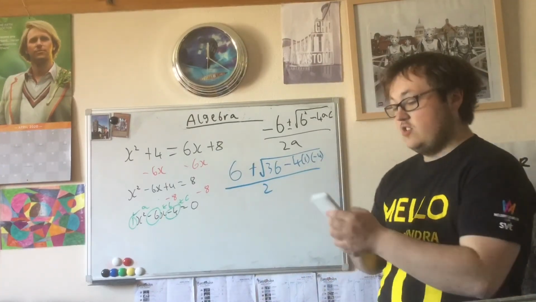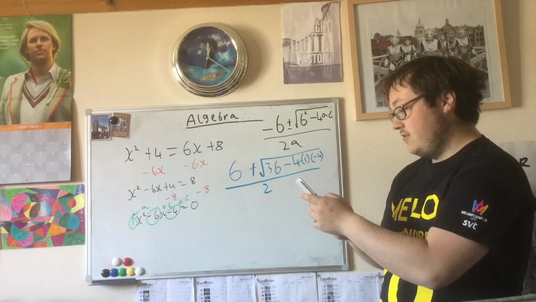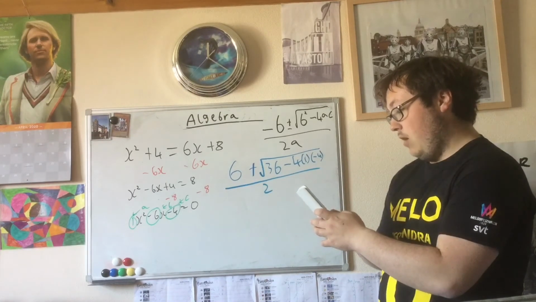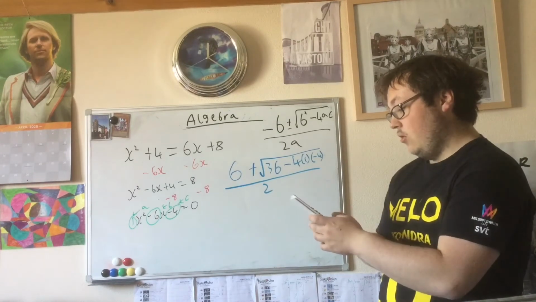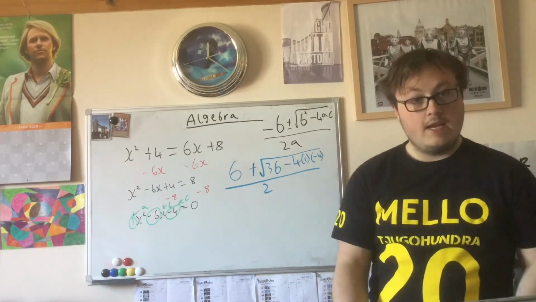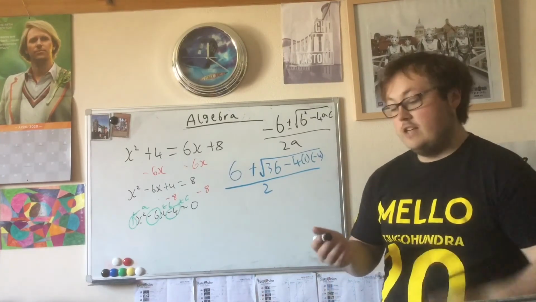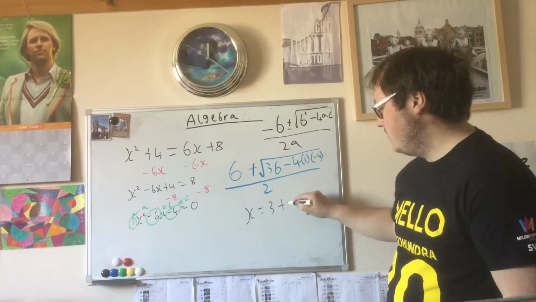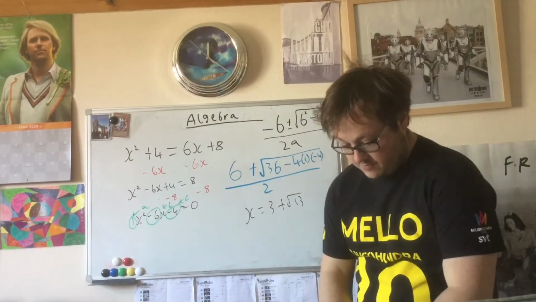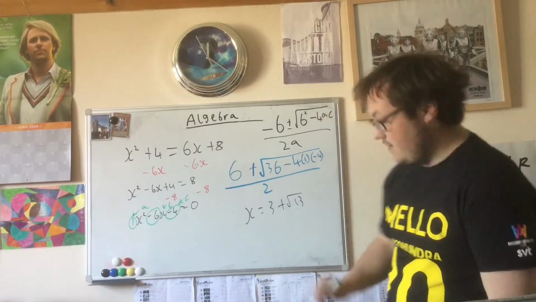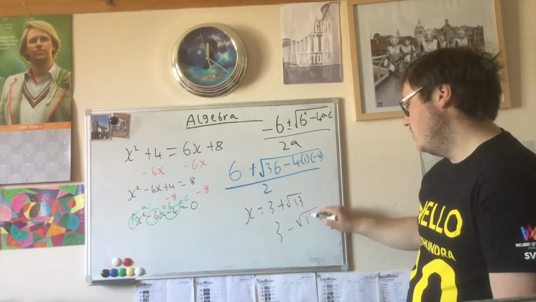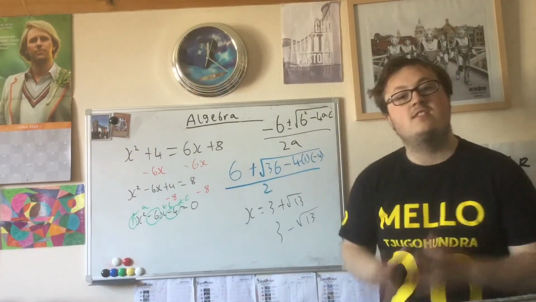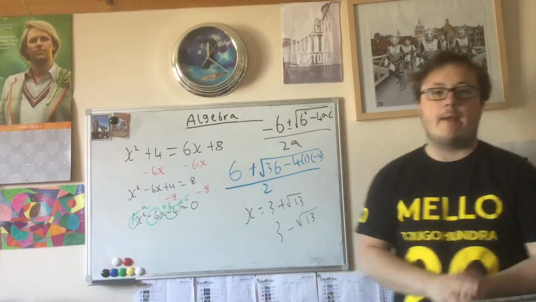So let's substitute this into your calculator. So 6 plus the square root of 36 minus 4 times 1 and negative 4, all over 2. You will get 3 plus root 13. I don't mind leaving it as just a square root for this. So one of the values of x is 3 plus root 13. And then we substitute the plus with a minus, and that will get 3 minus root 13. And that's how we use the quadratic formula. All you have to do is substitute values for x in it, and you can do it.